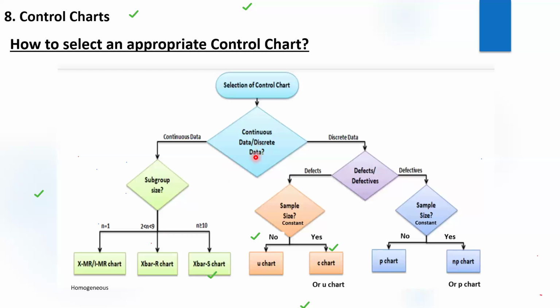So just listen. When you are selecting a control chart, the first question you need to ask is whether it is continuous or discrete. The answer is continuous because category weight we can measure. Okay. Now what is the subgroup size? Akash told me, sir, I am using 5 subgroup size. So which chart should I use?